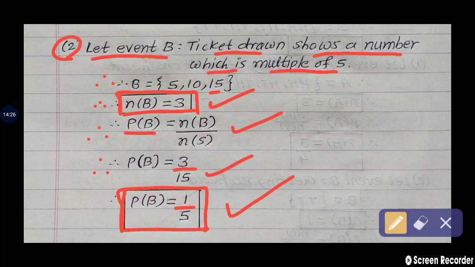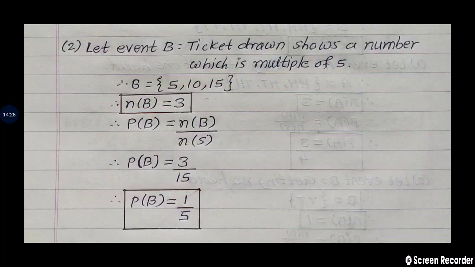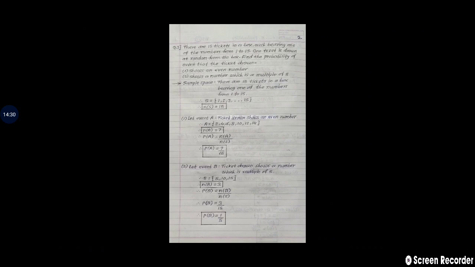So in this way, we find the answers of the given questions. First of all, we write the sample space and sample points. Then, in a particular event, how many sample points are there? That is n(A), n(B), like this. And then afterward, we use the formula of probability of any event, such as A. So P(A) is equal to n(A) divided by n(S). Substitute the values.